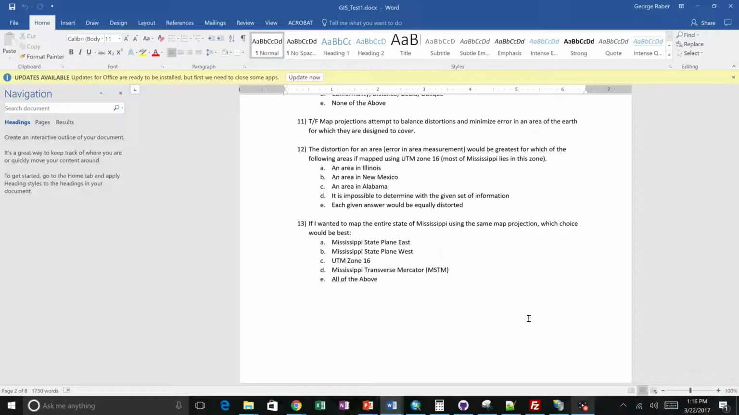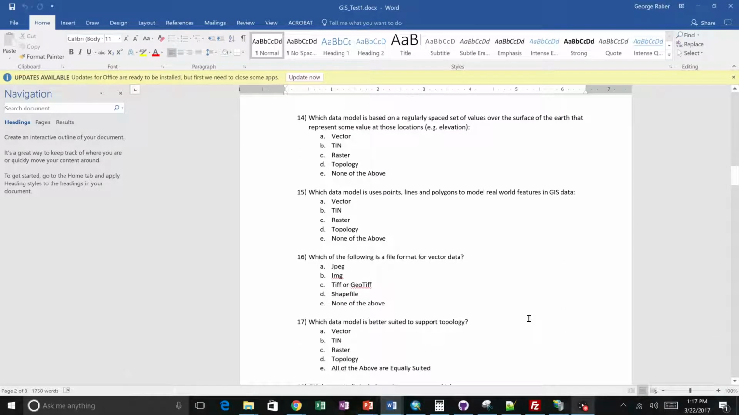All right. If I wanted to map the entire state of Mississippi using the same map projection, which choice would be best? And here the key is the entire state of Mississippi. So neither of the state plane coordinate systems would be the best because they each are good for their portion of the state, but they're not good for mapping the entire state. UTM Zone 16 likewise runs through the state of Mississippi. So the correct answer is the Mississippi Transverse Mercator, which is what we use a lot in the state of Mississippi for statewide projects.